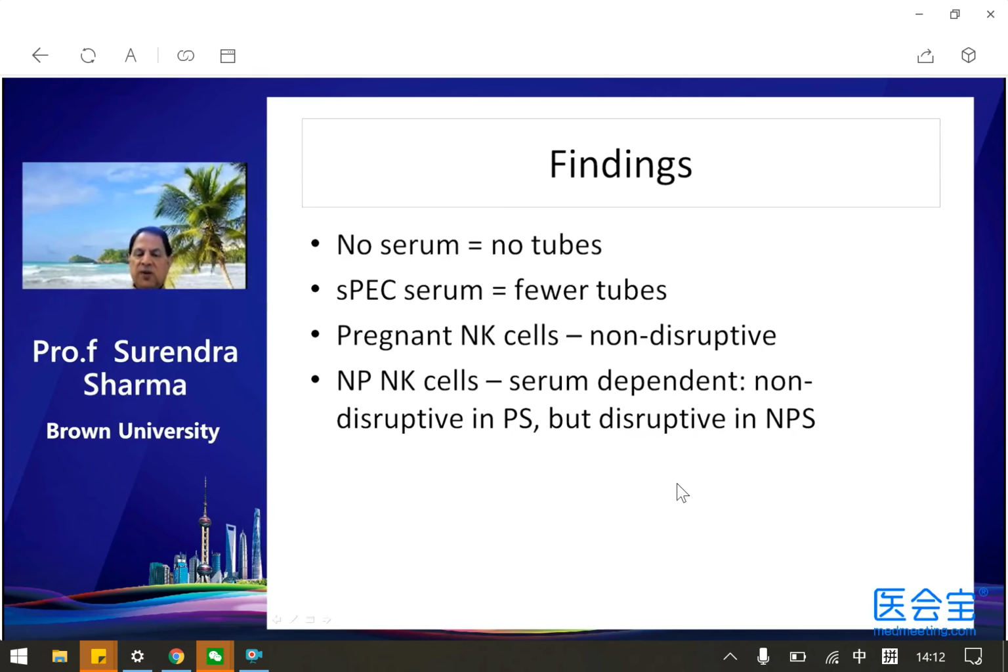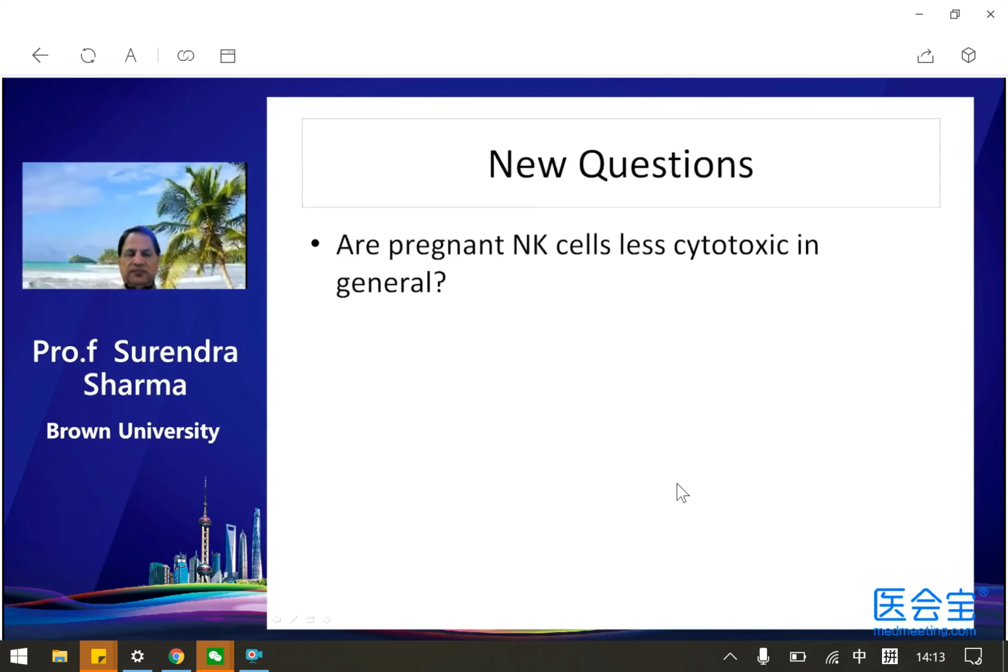If you have serum from pregnant women, these cells are not effective in terms of disrupting tubes, whereas they are disruptive in the presence of non-pregnancy serum. So the combination of non-pregnancy serum and NK cells from non-pregnant women is quite potent in terms of disrupting tube formation. So this is one functional assay that we used.